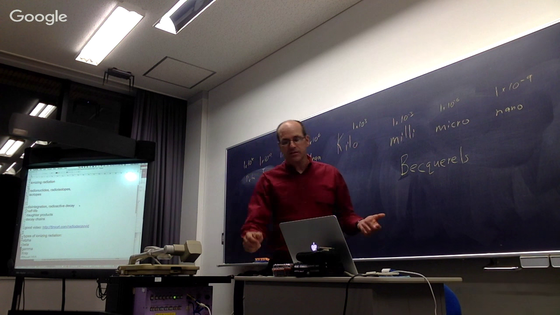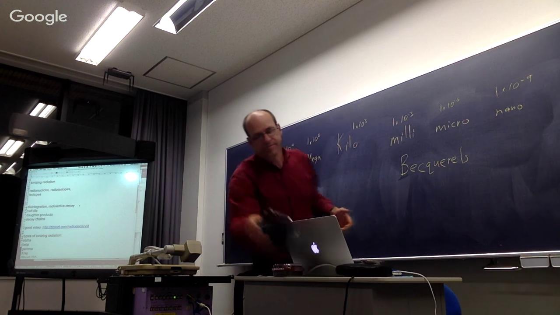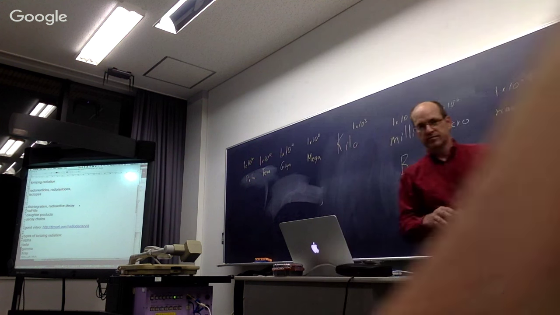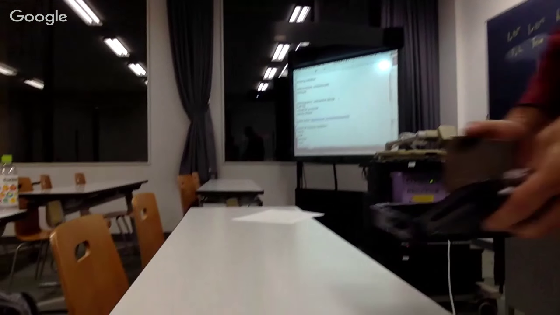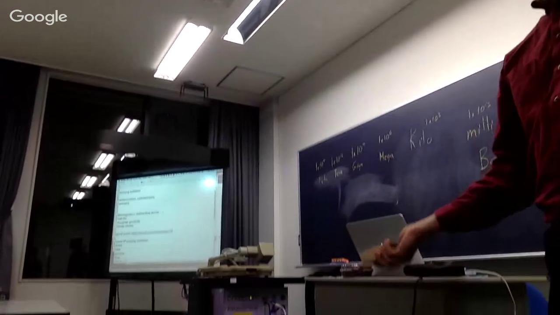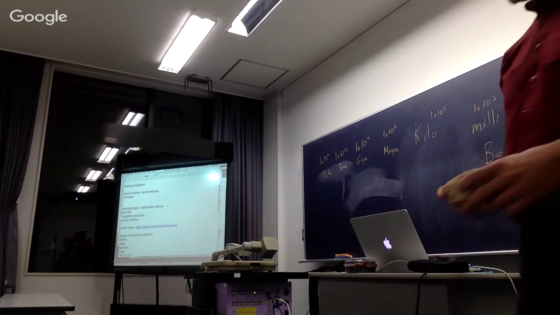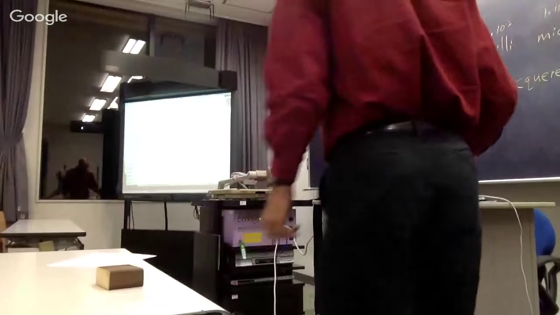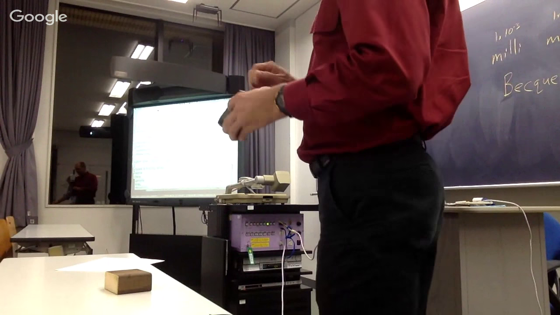In fact, I have a piece. Yeah, so maybe this table is a good place, I think. This is a piece of wood that was part of a deck in Koriyama at the time of the disaster. And this is a Geiger counter.